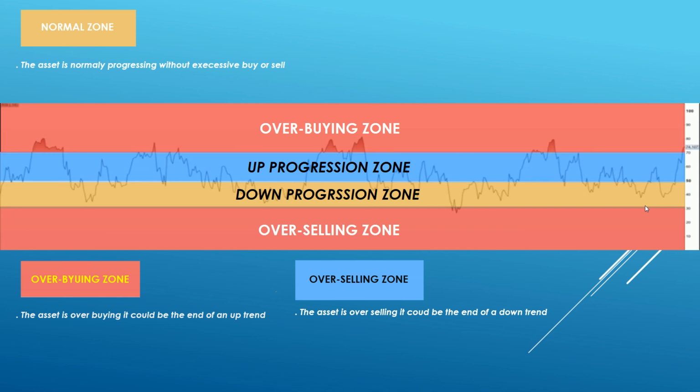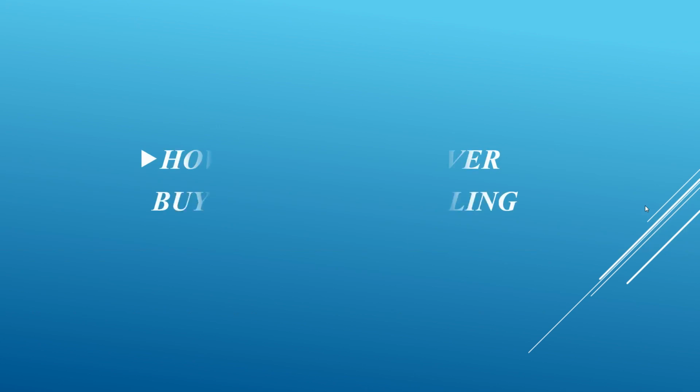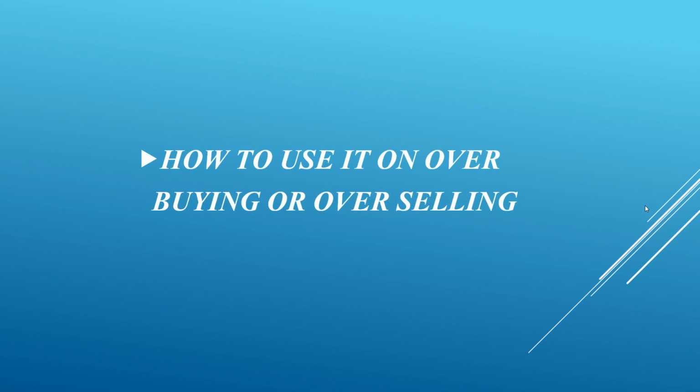And here we have the overselling zone. The asset is oversold. It could be the end of a downtrend, obviously. It's always the opposite of the overbuying zone. So probably a start of an uptrend, or a neutral trend and then an uptrend. Now we're going to see how to use the RSI in the overbuying and overselling zones.